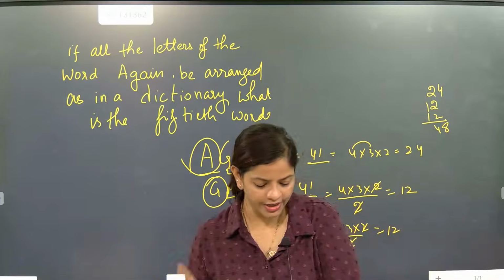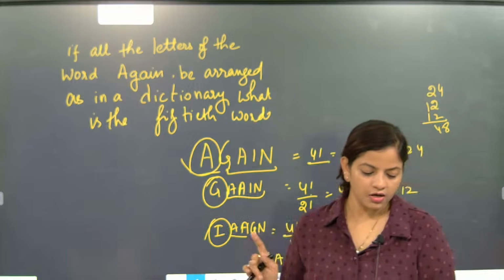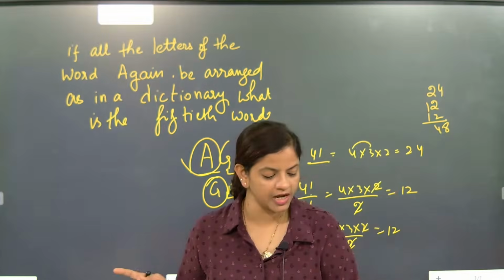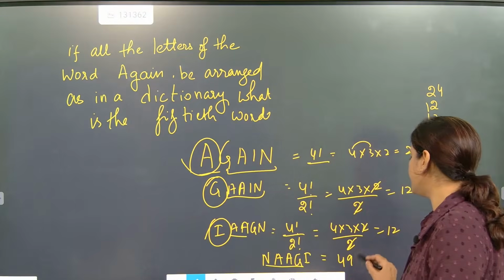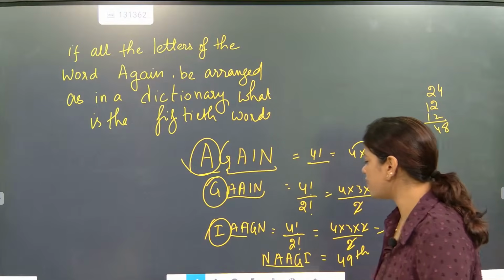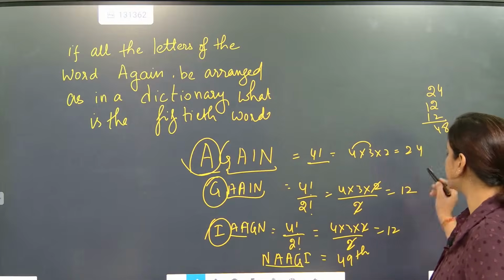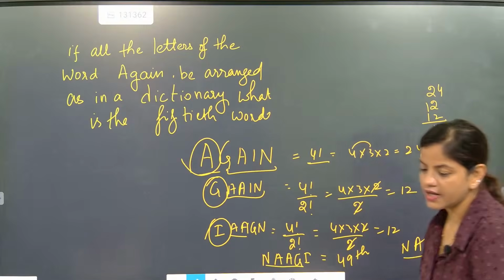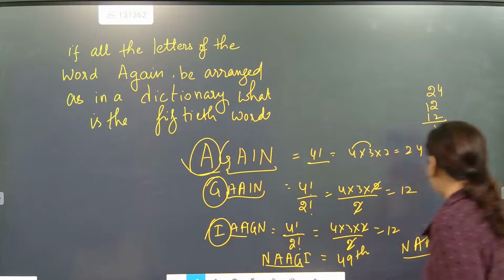But after 48, how we are going to present it? Because till 48 it is easy to do now. So total 48. What is the 49th word? 49th or 50th word they are asking? NAAGI we are going to write. This is the 49th word. Understood? So NAAGI will become the 49th word. Then NAAIG, because AA is fixed now. NAAIG, everybody got? Yes. NAAIG will become the 50th.